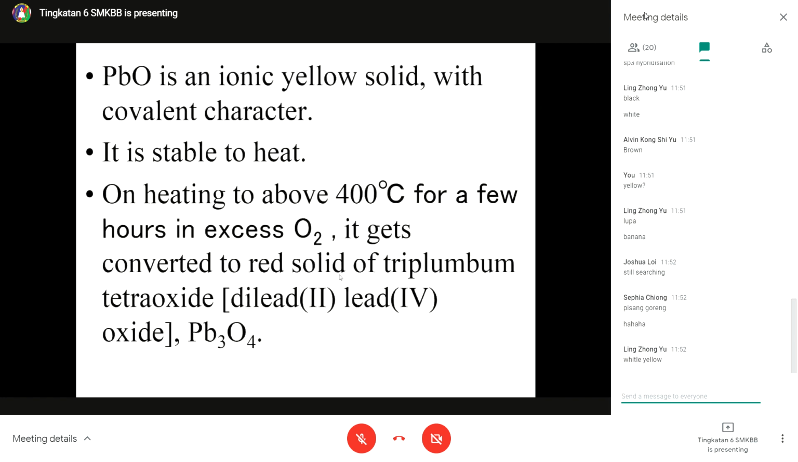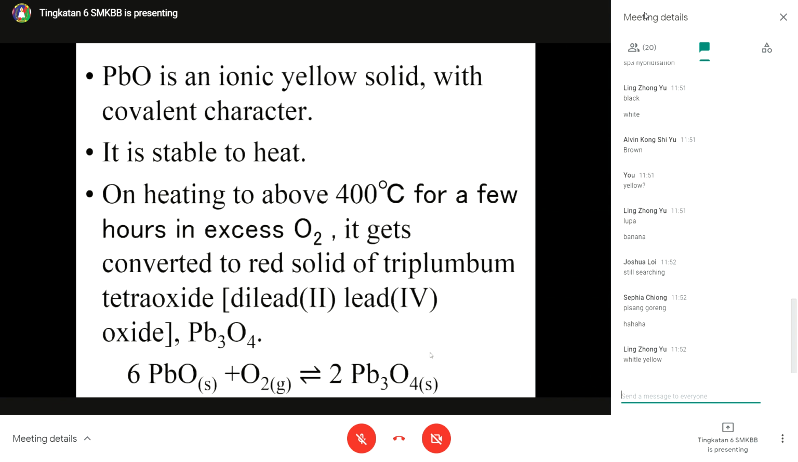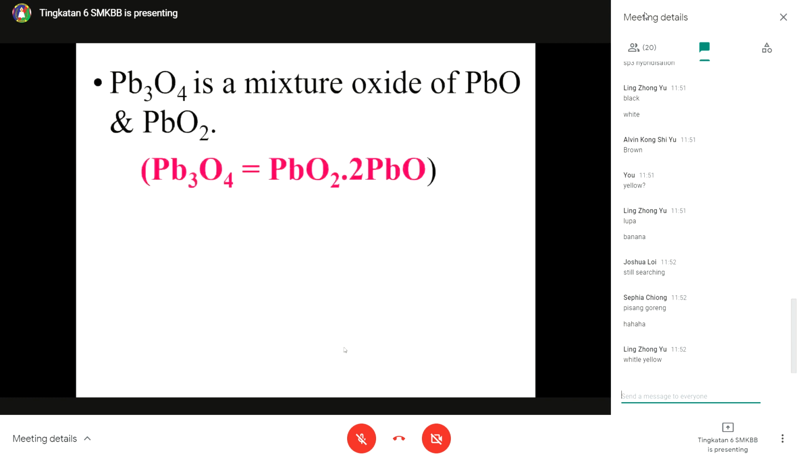Okay, that's PbO. So it's an ionic yellow solid. If you heat PbO above 400 degrees Celsius in excess oxygen, you find that it will change into Pb3O4. Now this one, of course, is a mixture of PbO and PbO2. I don't know why some folks put it like this, but when you look at the name, it seems very weird, isn't it? It's a dilead 2, you get Pb2 and then PbO4. But in reality, it's a mixture of lead 4 oxide and lead 2 oxide.